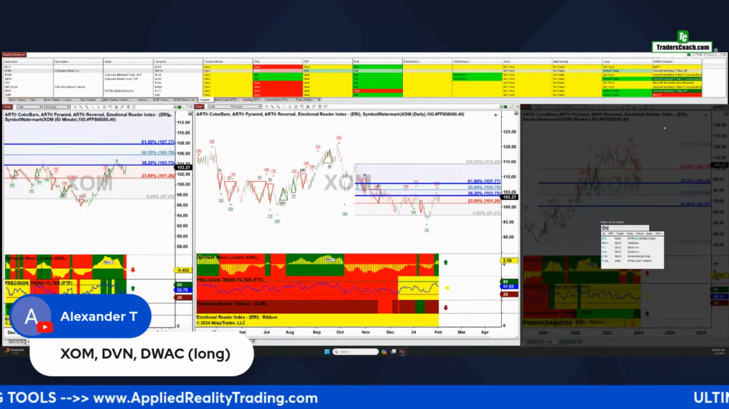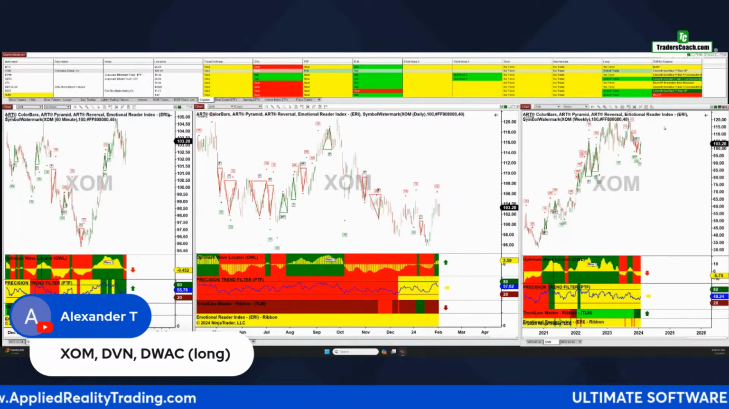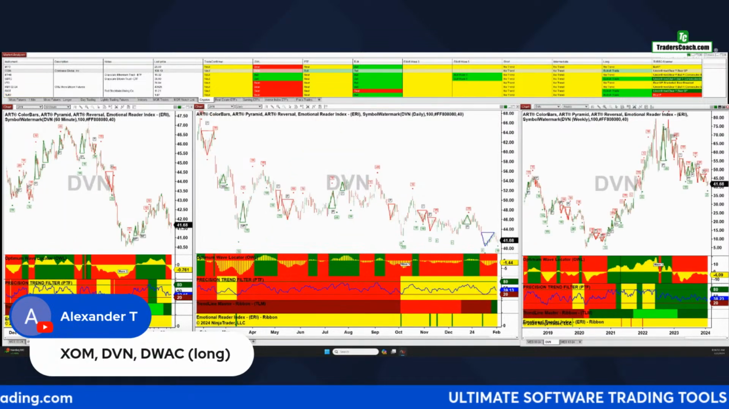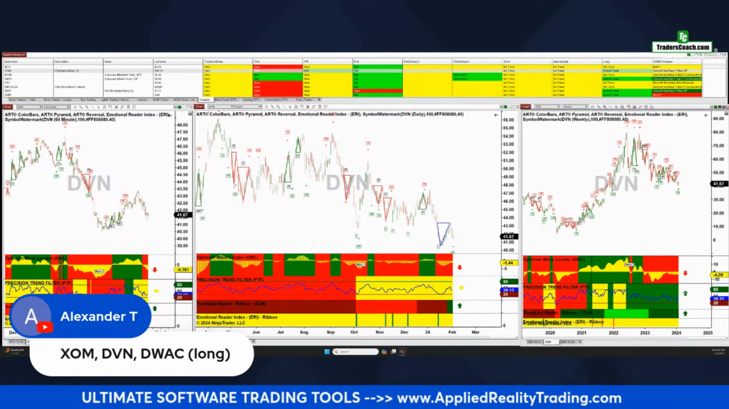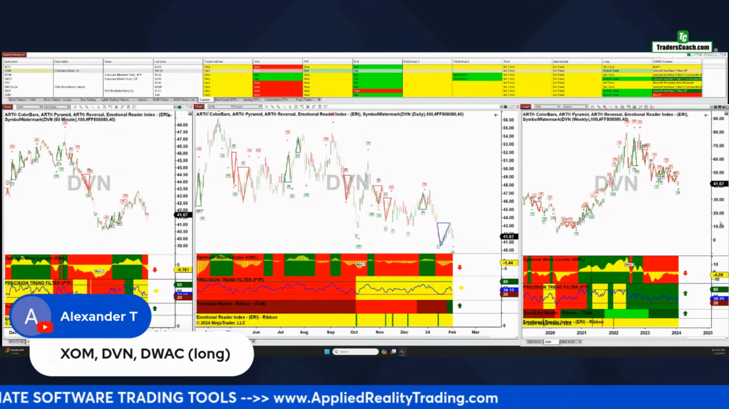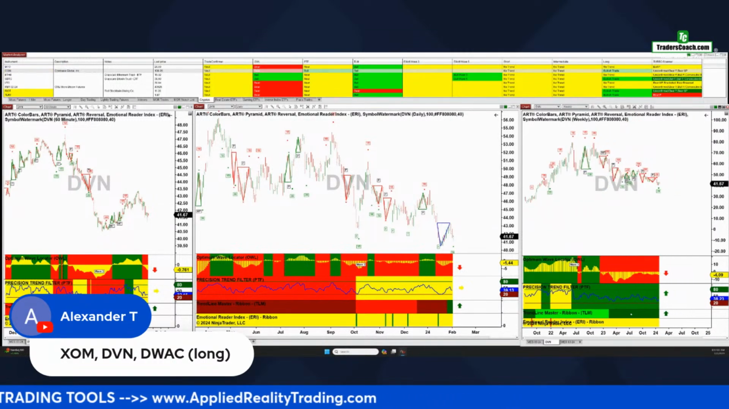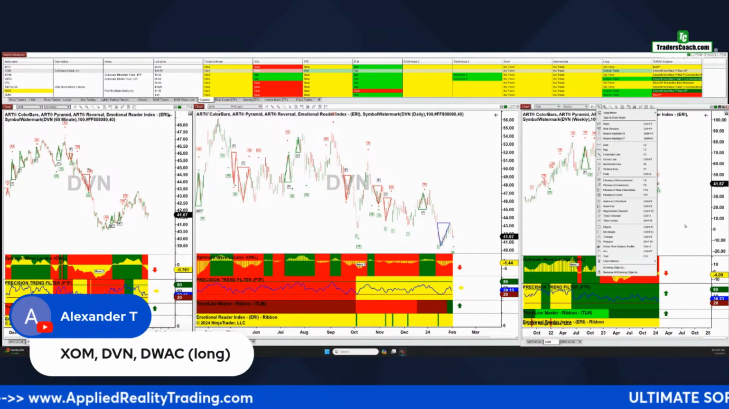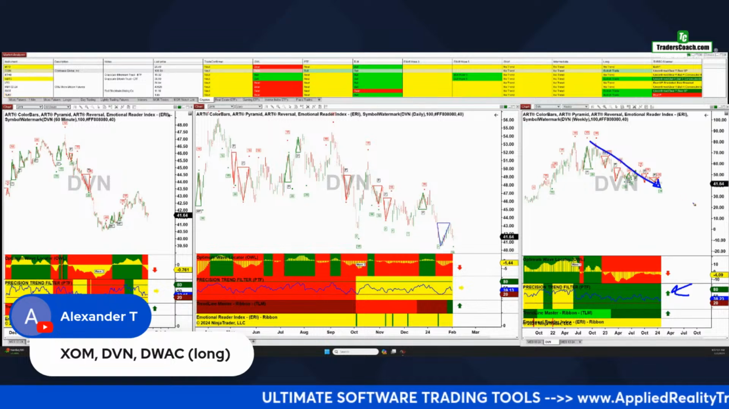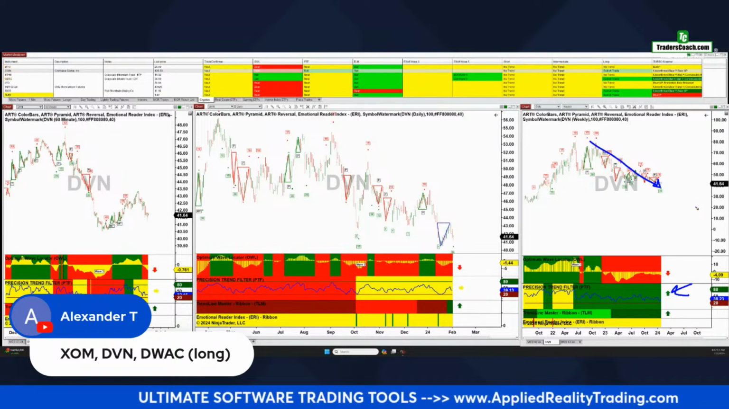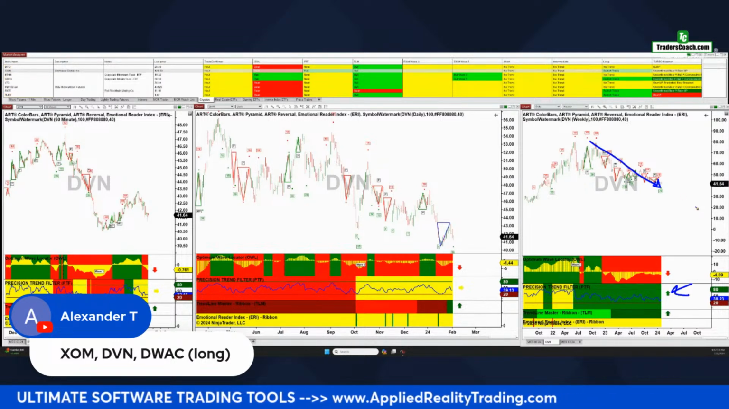All right, DVN, let's see about that one. You've got a long PTF here. So here's a great example on the PTF. People will say, why is the PTF green, but the market's sliding down?